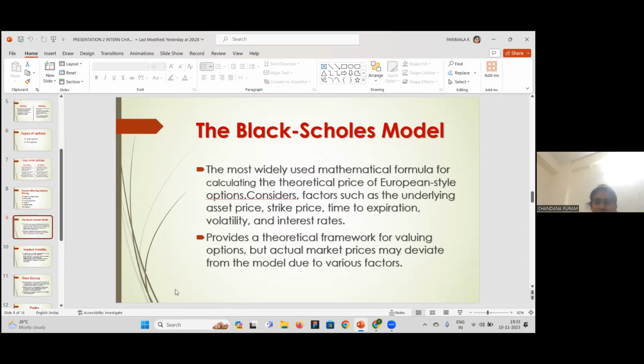So let's see what is the Black-Scholes model. We use this model widely in calculating the theoretical price of European style options. And these are the factors that are taken into consideration while calculating with this model: stock price, strike price, time to expiration, interest rates, and so on. The actual market price may deviate from this model also due to various factors.